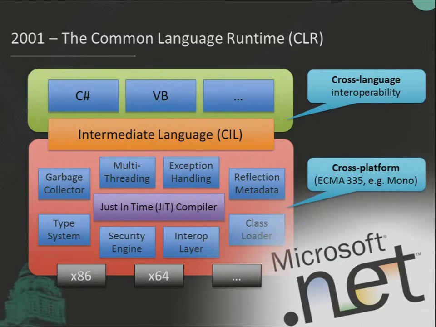It's also the case that the entire runtime is standardized in ECMA standard 335, and so third parties are free to implement the .NET runtime on different platforms. And so today you see that with Mono. Mono actually runs, for example, on Android, runs on Mac OS and different operating systems as well. So you can basically see a cross-language, cross-platform story shaping up here.